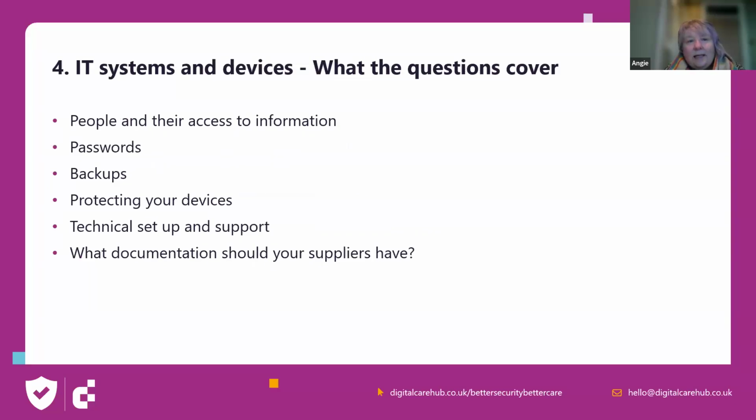Okay, so IT systems and devices, and in the toolkit there's 18 questions in this section, and 6 main areas. So there's people and access to their information, passwords, backups, protecting your equipment, including a bring your own device policy. So if people are using their own smartphones, you must have that in place, okay? It's technical setup and support, and what documentation should your suppliers have? Okay, so that's IT suppliers.